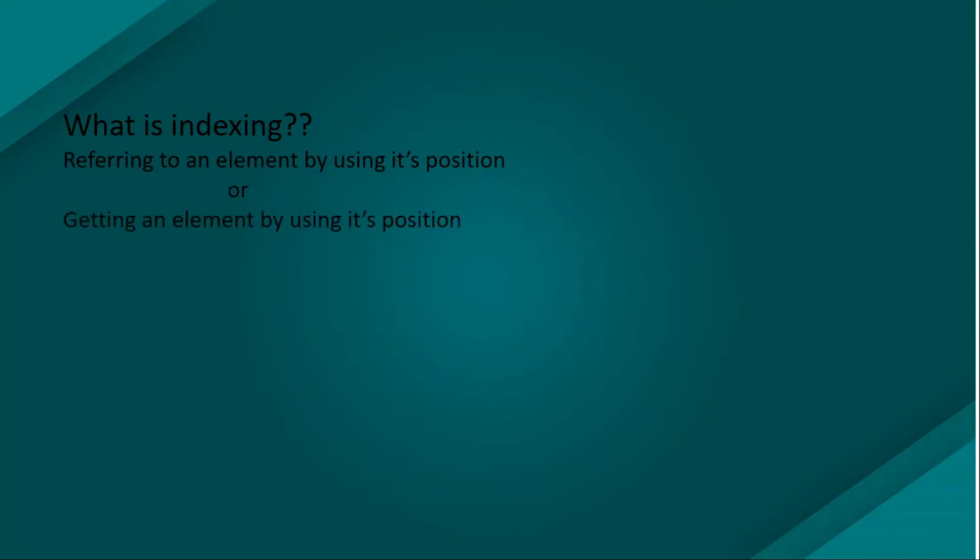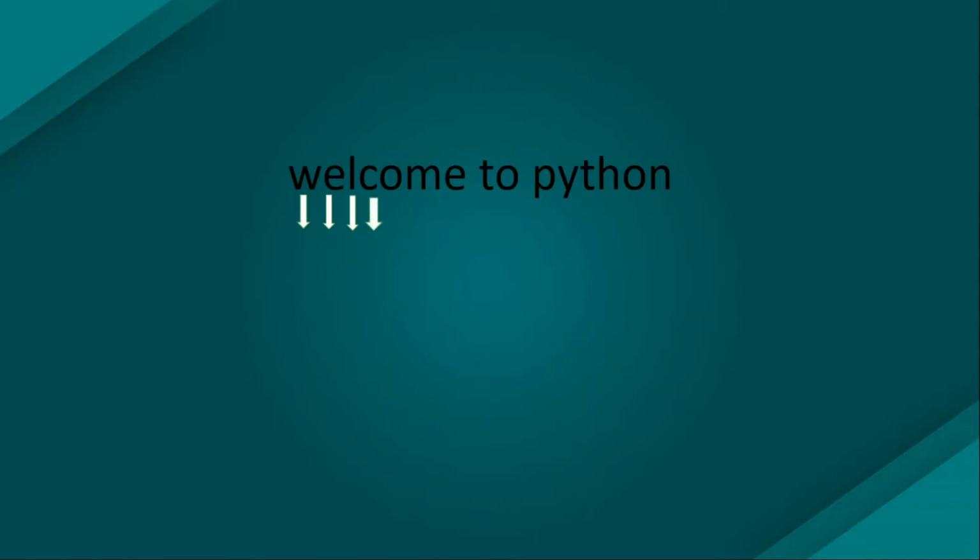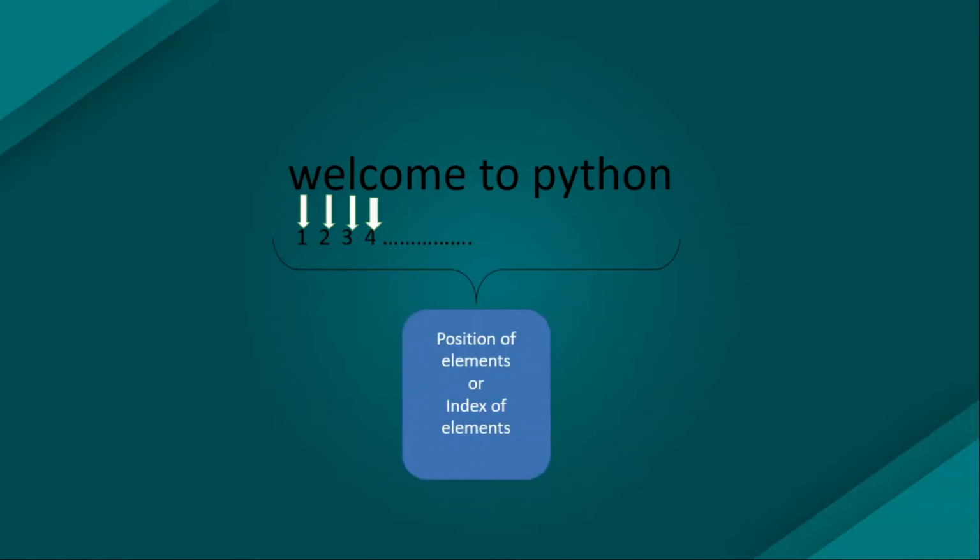String data types have special features like indexing and slicing. Let's start with the first one. What is indexing? Referring to an element by using its position, or getting an element by using its position. And now, what is an index? Index is nothing but the position. Let's see an example. Welcome to Python. In the above example, the index values or position values of W, E, L, C are 1, 2, 3, 4 and so on. These are called the position of the elements or index of elements.